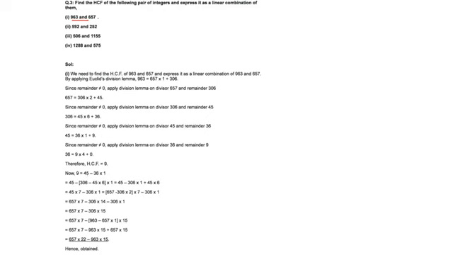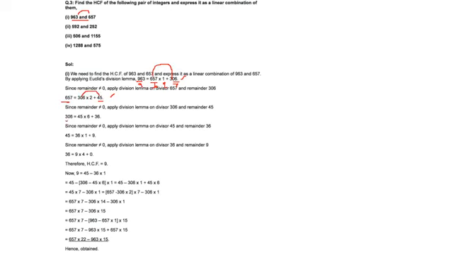So 963 and 657, which one is bigger? 963, of course. So 963 can be written as 657 into 1 plus 306. This is your A, this is your B, this is your Q, this is your R. So we are following Euclid's division lemma. Because 306 is not a zero remainder, 657 and 306 have to be taken as A and B. So 657 can be written as 306 into 2 plus 45. Again, remainder is not 0. So we have to follow the same thing with 306 and 45.